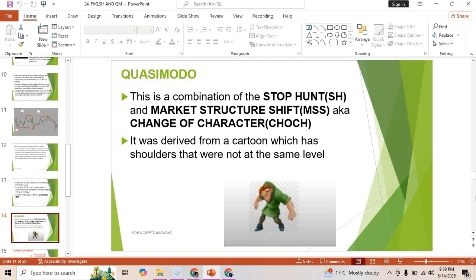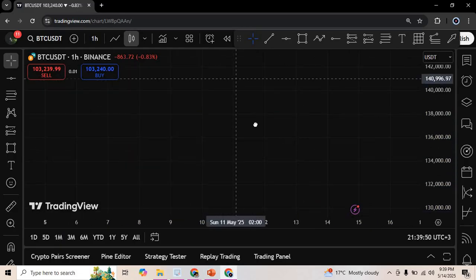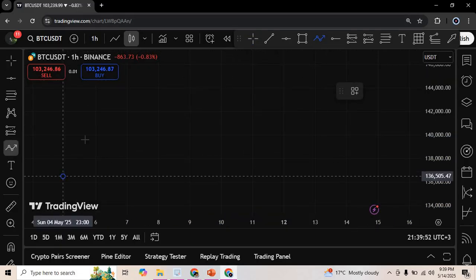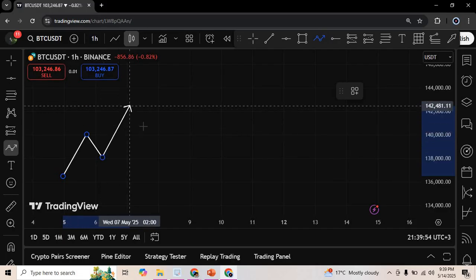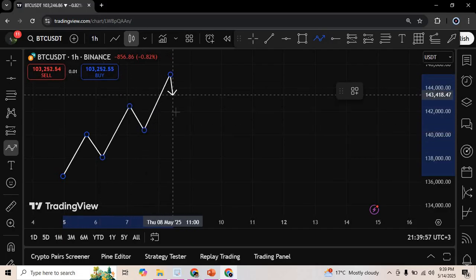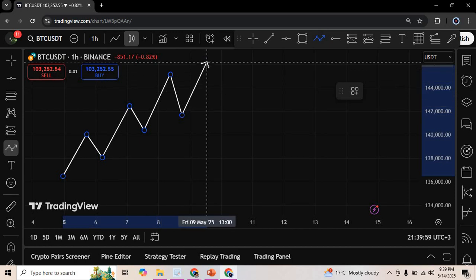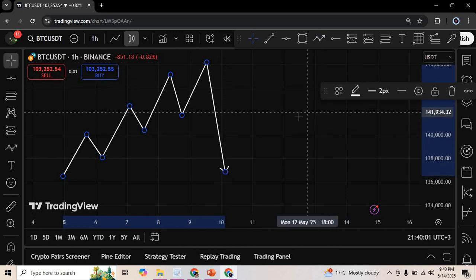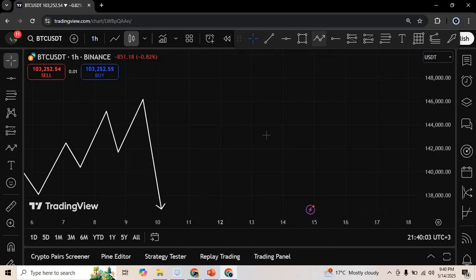A Quasimodo pattern has two things: a stop hunt and a market structure shift, or what we call a change of character. Its name was derived from a figure which has shoulders that are not at the same level. You'll be able to understand this once I do it. So let's go to an illustration. Let's look at what a Quasimodo pattern is. So we are having an uptrend like this, then maybe a downtrend.